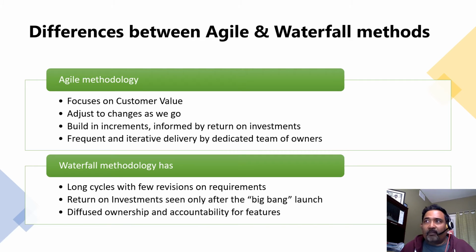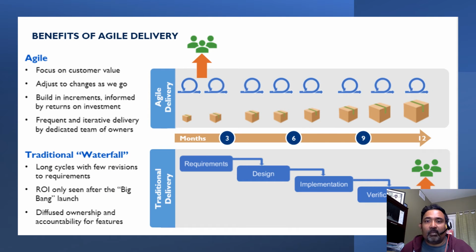Well, in waterfall, it is a long cycle with very few revision opportunities. It is adamant, a little more stubborn in policy, and the return on investment can be realized only after the end of the project, which could even sometimes be years. It's not like Agile, and so the ownership can change during a long, lengthy project. So let me give a visual to explain it a little bit more here.